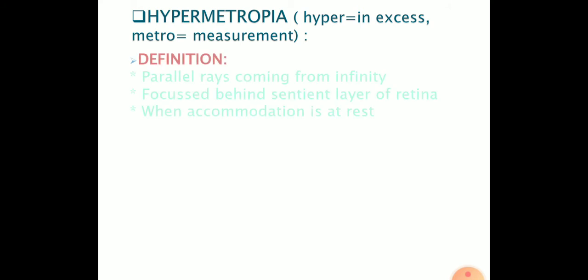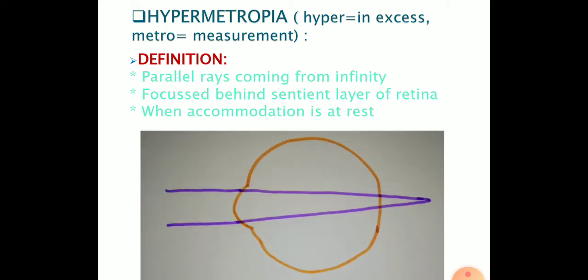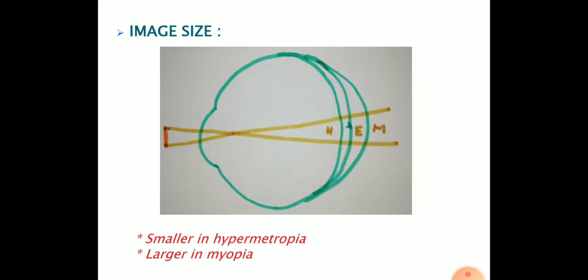Hypermetropia, where an excess measurement of convergence is required. What is the definition? When parallel rays coming from infinity are focused behind the sensory layer of the retina when accommodation is at rest. Image size: it is smaller in hypermetropia and larger in myopia. Exactly the opposite happens when corrected by a correcting lens, that is, larger in hypermetropia and smaller in myopia.